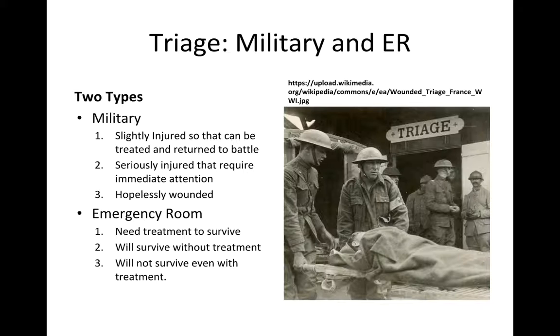In the emergency rooms, even today, the first criterion is to provide treatment for those who need it in order to survive. So this is going to be those who are having difficulty breathing or some sort of immediate concern that needs to be addressed. The second will be those who will survive without the treatment. And the last, similar to the military category, is those who will not survive even with treatment. So again, this has to do with emergency situations, trying to make quick decisions about who to treat.